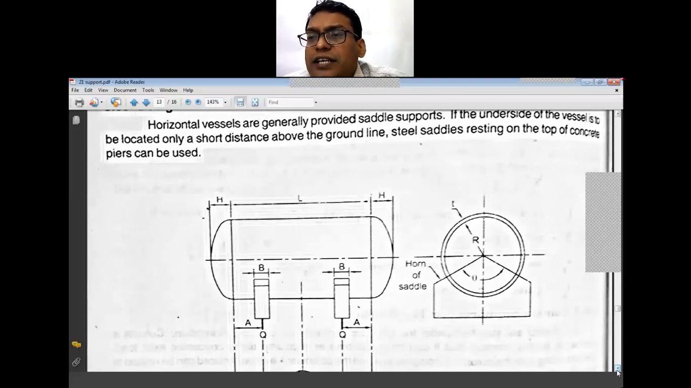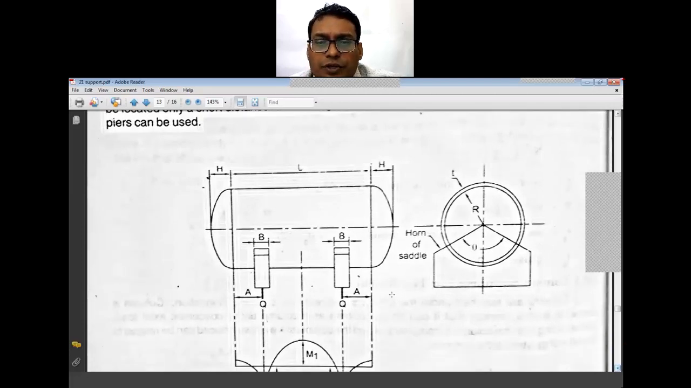So these horizontal vessels are generally provided with the saddle support. If the underside of the vessel is to be located only a short distance above the ground line, the clearance from the ground is very small, and it is provided with a concrete foundation. So this is the concrete foundation, this is one saddle, and this is the second saddle. Generally two saddles are provided. If it's a pipeline, then you provide a greater number of saddles.